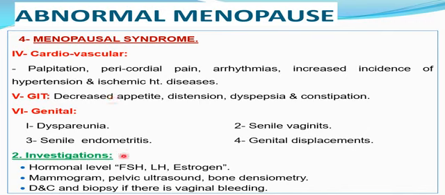How to investigate? We should investigate the female by FSH, LH level and estrogen. FSH and LH will be found increased and estrogen will be found decreased. Mammogram should be done with pelvic ultrasound and bone densitometry for patients complaining of chest pain and those complaining of bone aches. D&C and biopsy if there is vaginal bleeding; although the state may be senile endometritis or senile vaginitis, D&C should be done.